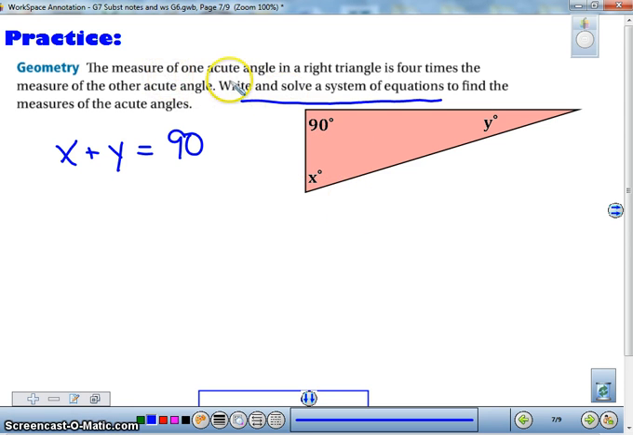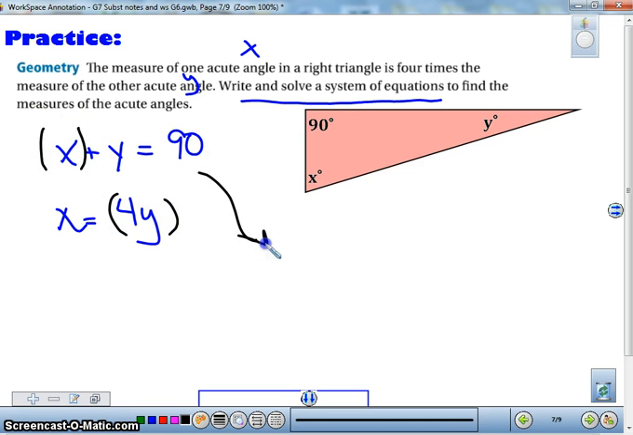Then we want to go up here and it says one acute measure in the right triangle is 4 times. So we're going to start with x, one acute angle. They're both acute, so it doesn't really matter. So please write x above this one. 4 times the measure of the other. This is our y. So x in this case is equal to 4 times the measure of the other angle. Oh, how nice this is. x equals 4y. We are substituting.